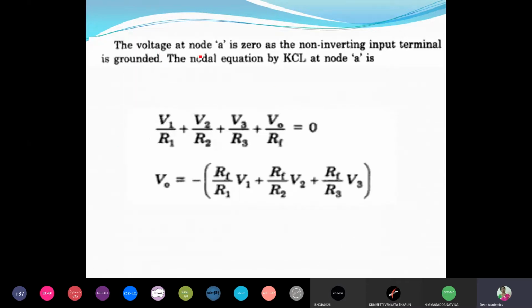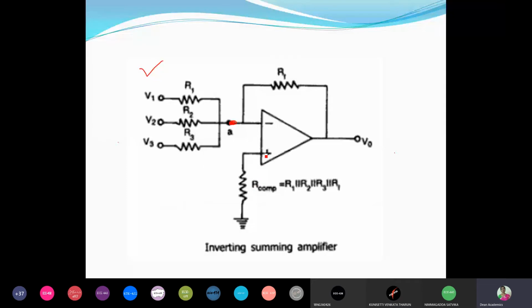That's what I have mentioned. Voltage at node A is 0 because the non-inverting input terminal is grounded. Let me also mention this: this non-inverting input terminal is grounded. Therefore, the voltage at this point will be the same. That means it is also at ground, we can say.